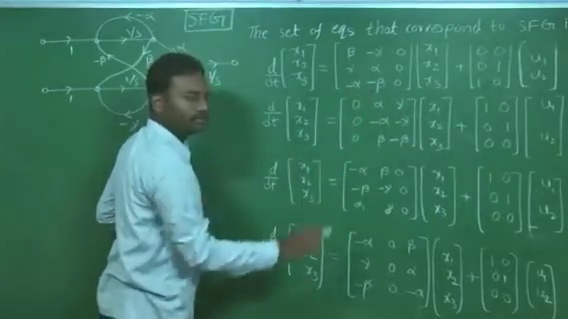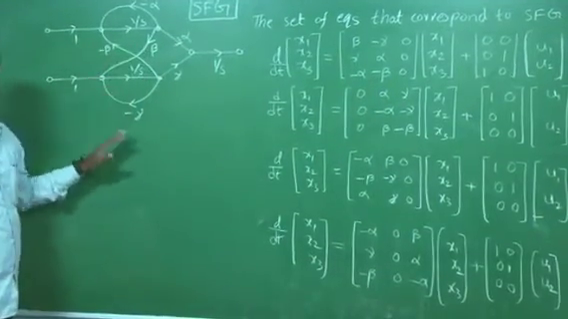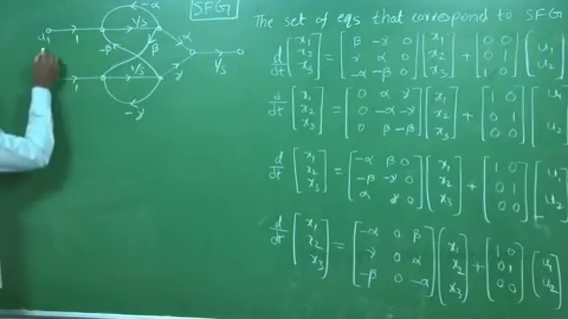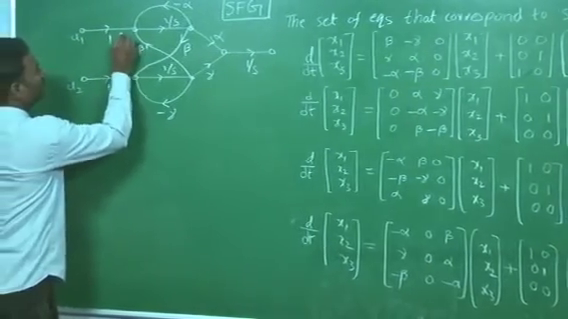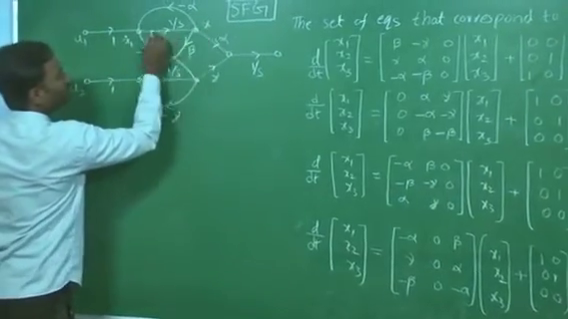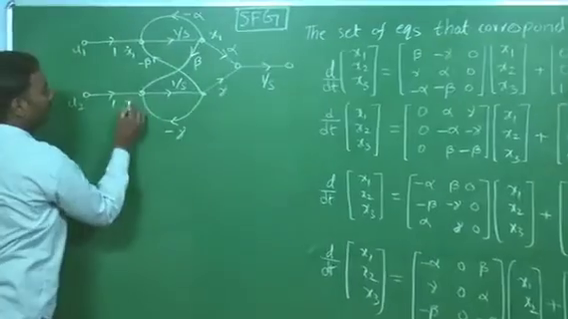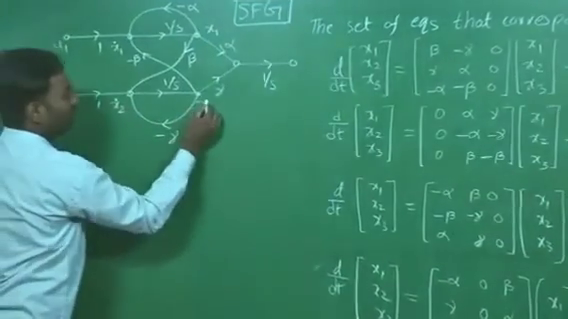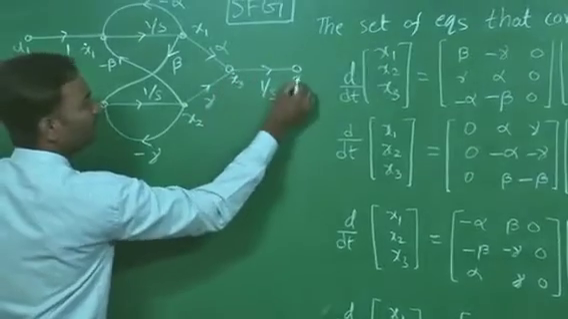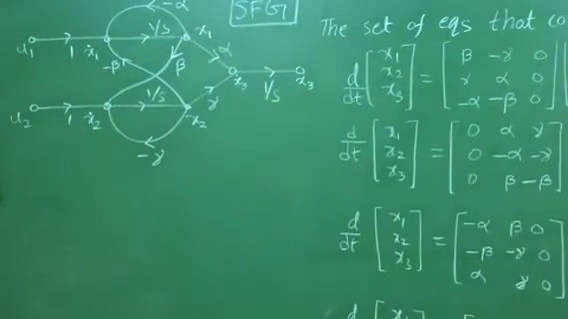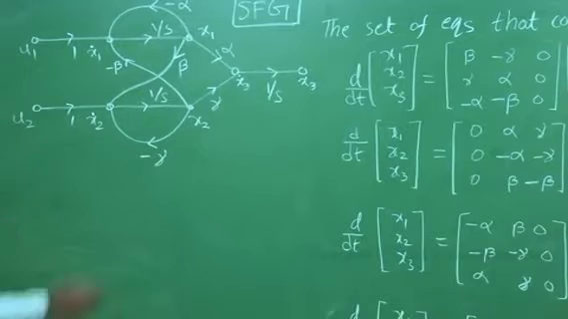inputs u1 and u2. Now to find the answer, as the nodes are not mentioned, let us take inputs as u1 and u2 and this node as x1 dot. So this will be x1, because the gain of this branch is 1 by s, which is the integration. If this is x2 dot, this will be x2, and if this is x3 dot, this will be x3. By assuming the nodes like this, let us find the governing equations.